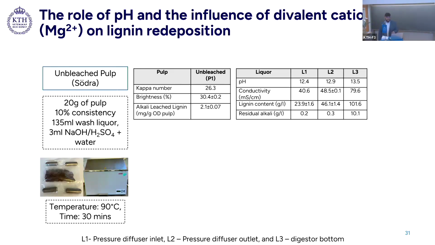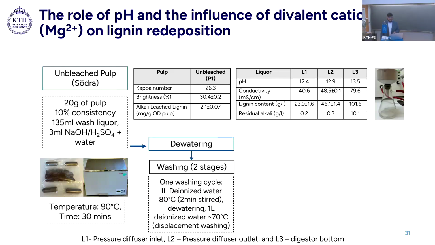They were used in order to mix with the pulp, and then sealed in a plastic cover, and then placed in a water bath at a temperature of 90 degrees Celsius for 30 minutes. And then they were dewatered, and 2 stages of washing, or 2 cycles of washing, were performed.